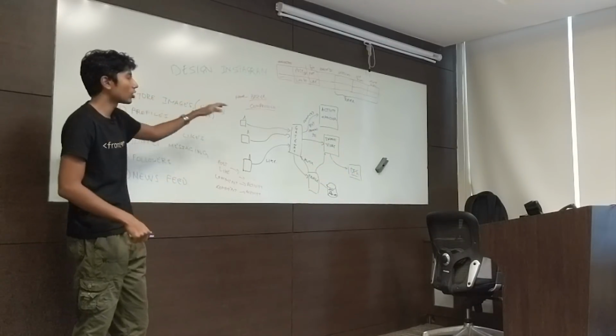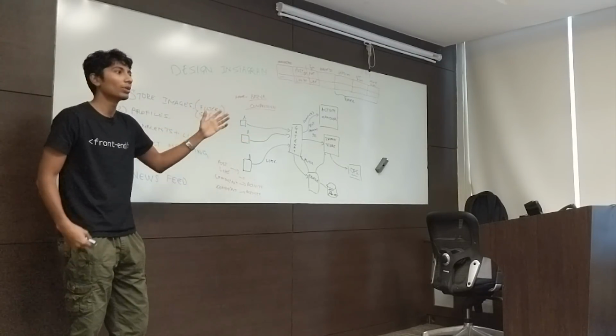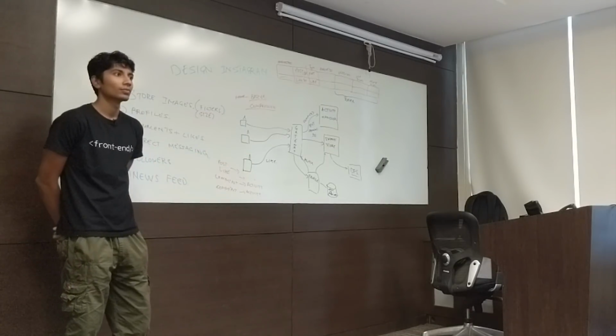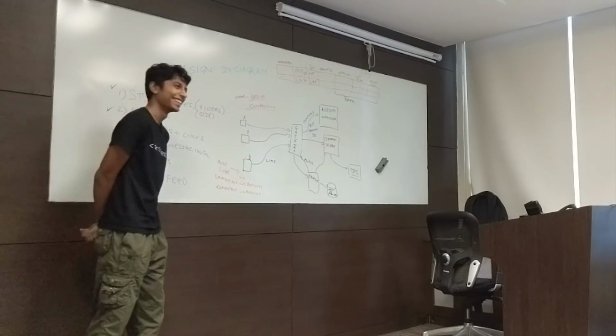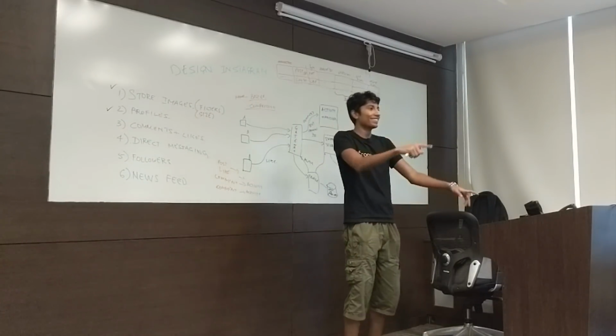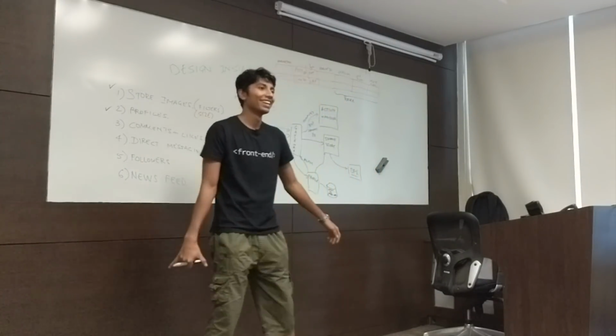There's an image which has a lot of likes. How do you figure out how many likes it has now in this system? Anything? Anyone? So there are two ways.